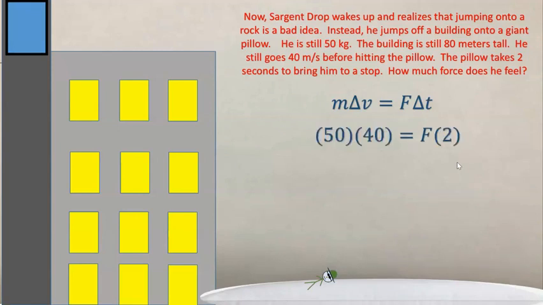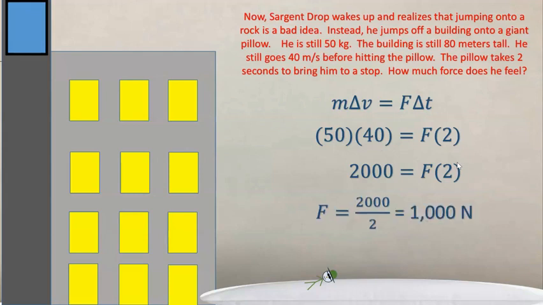Using the same equation, the left side looks exactly the same: same mass, same change in velocity. But on the right side, you have force multiplied by delta t, and the delta t is 2. So just like before, we're going to divide. This time we're going to end up with a much smaller number of 1,000 newtons, which is a force that most people have no problem surviving, right? In fact, for a lot of us, that's how much force we feel on our feet every day. So he has a soft landing, one with small force, and the reason is a long collision time.